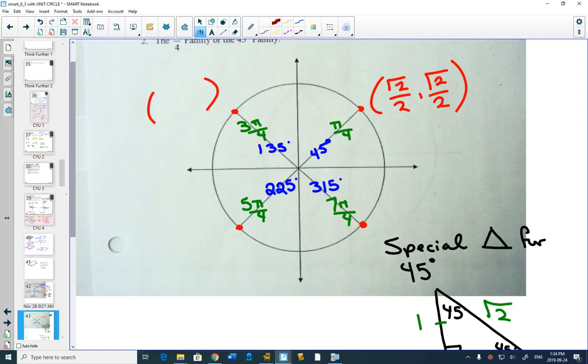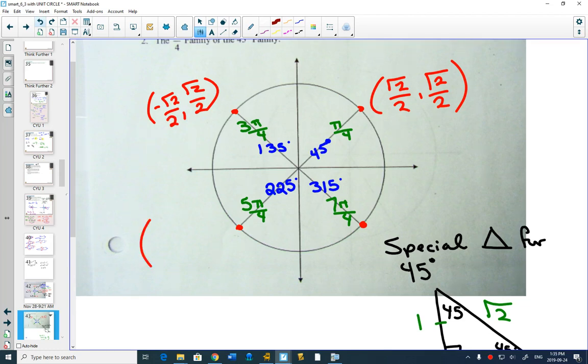Then I go to this point in quadrant 2. Can you see that it's exactly the same height as that point? Again, don't draw this in, but this triangle here is my special 45-degree triangle. It's identical over there. Those two triangles are the same. And so my y-coordinate obviously is going to be also root 2 over 2. What's my x-coordinate going to be? Negative, because you're going left, right? It's going to be negative root 2 over 2.